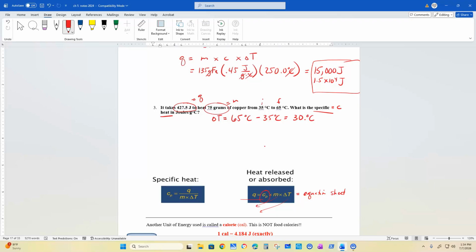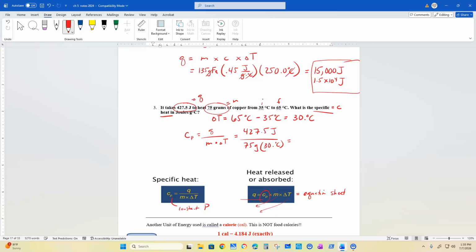So then, because I know specific heat, I can rearrange an equation myself. I have specific heat, and they put that little P there. That means just constant pressure. Okay, that's all that means. So then I have Q over M times, and you do the little dot, or you can put the little x, delta T. My Q was 427.5. My mass was 75 grams. And my delta T was 30.